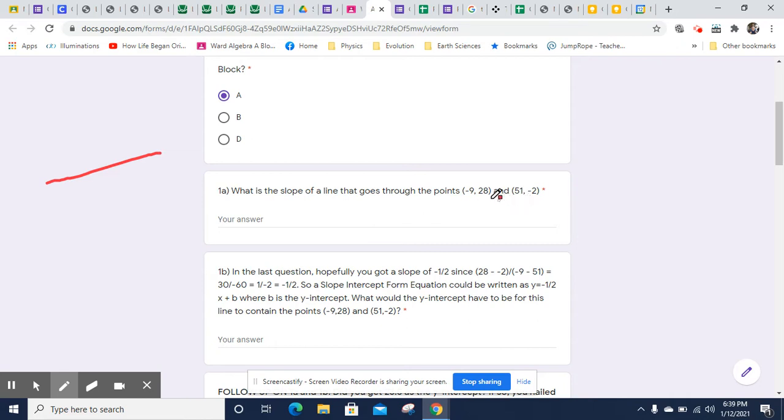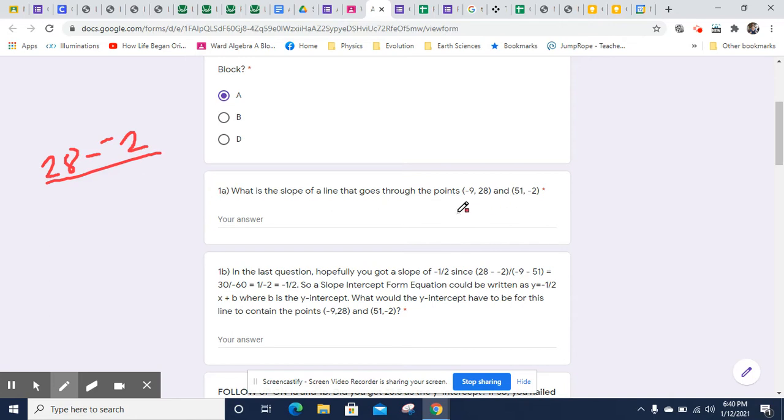We take our two points and we find the difference in the y values. It doesn't matter which way we start. We just pick a direction to start with. Let's start with 28 minus -2. Those are the y values. So 28 minus -2. That's my numerator because that's the change in the output, the change in the y.